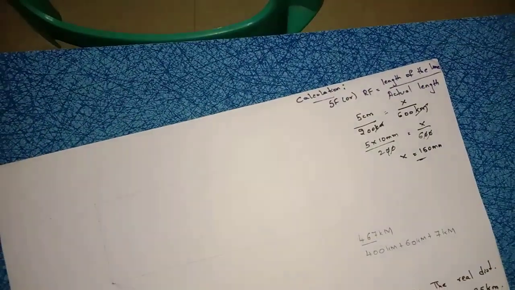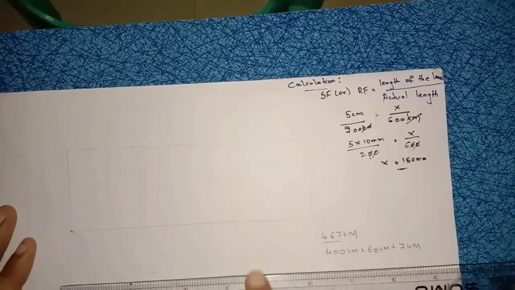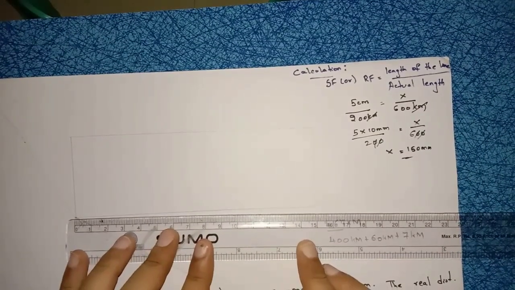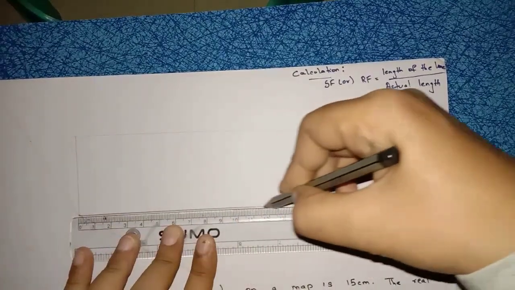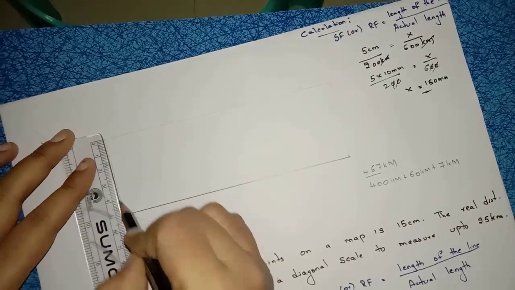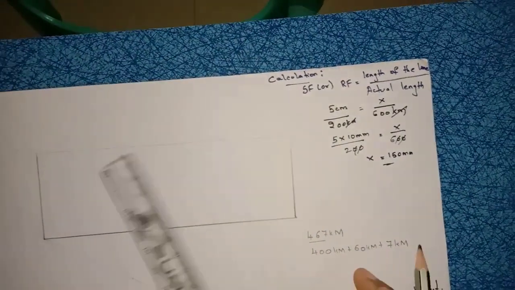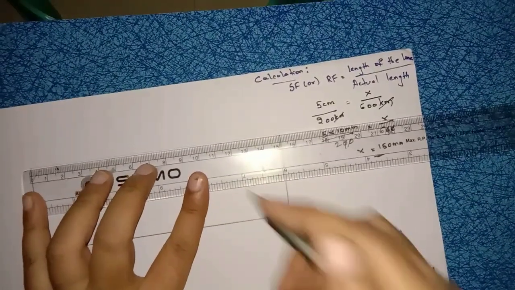So you know how to solve this one. Take a 150 mm line, and 5 centimeters height. Again take here 150. First construct this rectangular box.